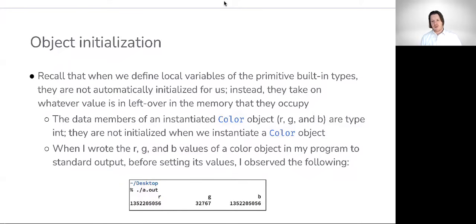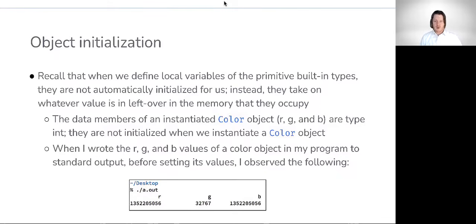Recall that when we define local variables of the primitive built-in types, they're not automatically initialized. Instead, they take on whatever value is left over in the memory which they're going to occupy. The data members of an instantiated color object, RGB, are of type int. Accordingly, they are not going to be initialized when we instantiate a new object of the color type. When I wrote the RGB values of a color object in my program to standard output before setting them using our mutators, I observed the following.